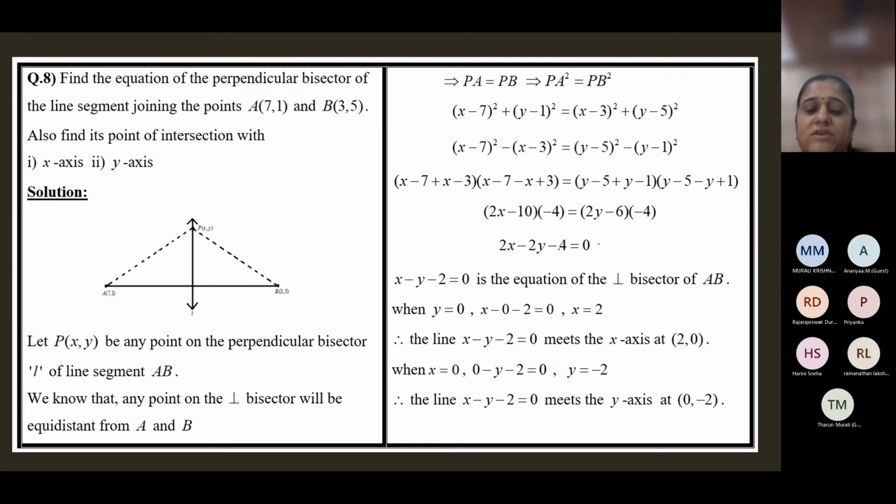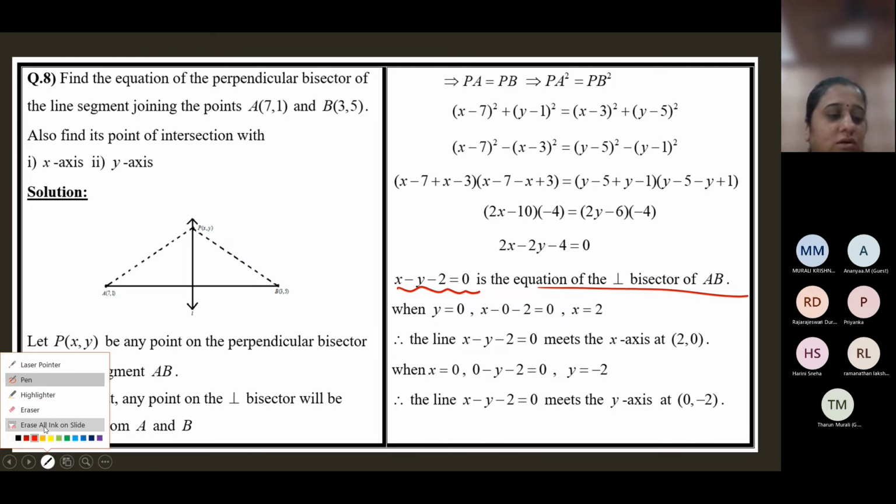You can divide this equation by 2 throughout. So you get x minus y minus 2 is equal to 0. You got a linear equation in x and y, because the perpendicular bisector is a straight line, and it's given by a linear equation in x and y. So x minus y minus 2 is equal to 0 is the equation of the perpendicular bisector of AB.